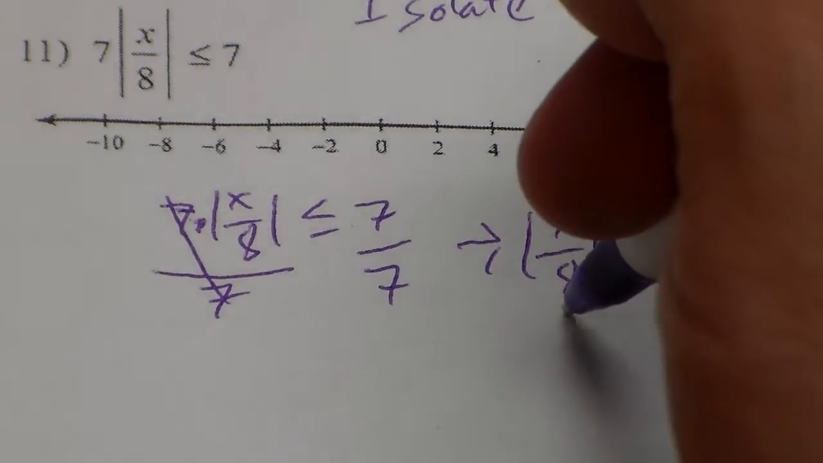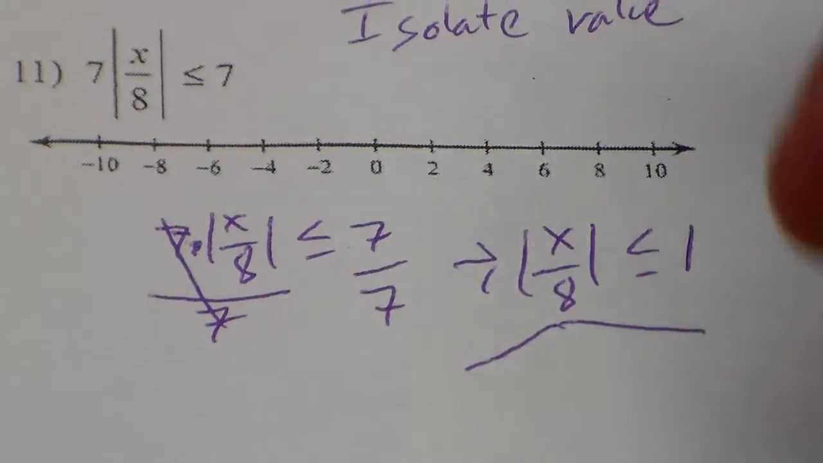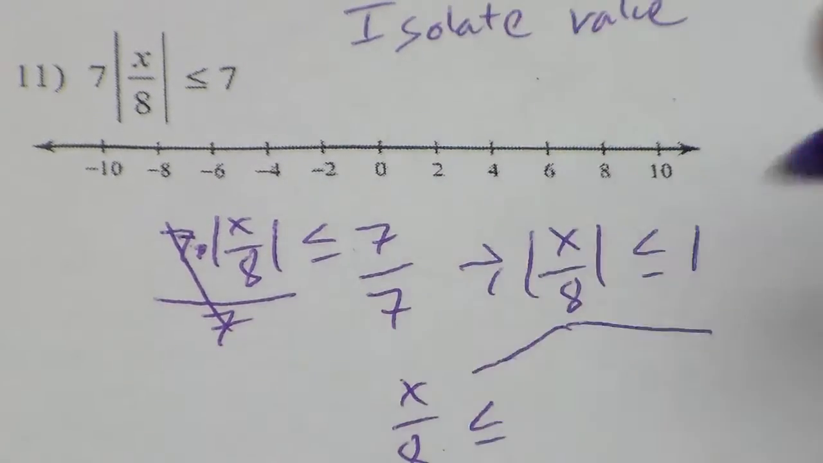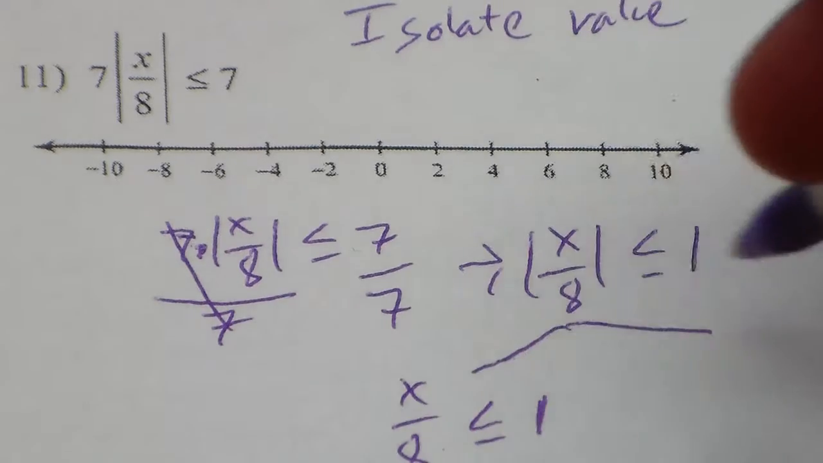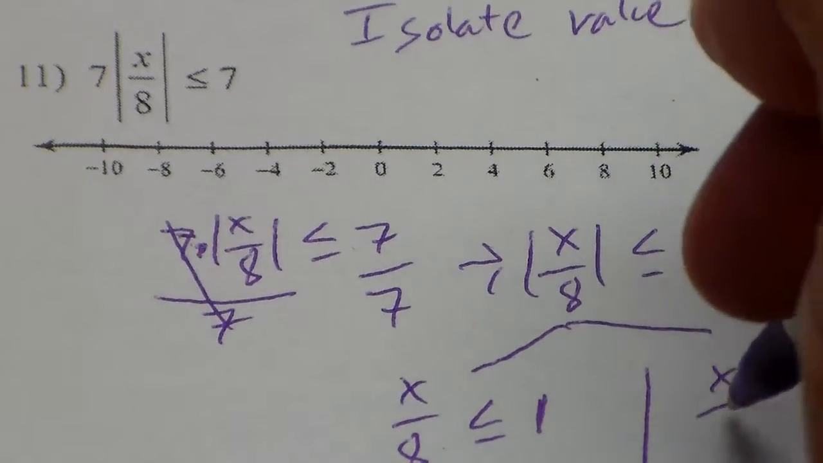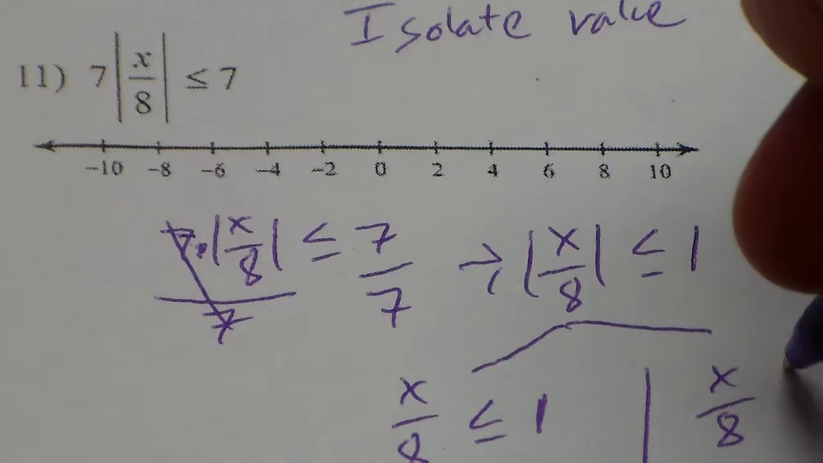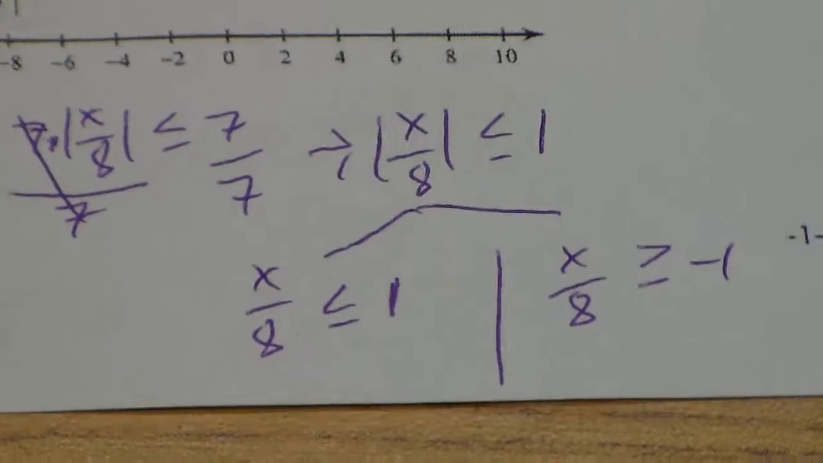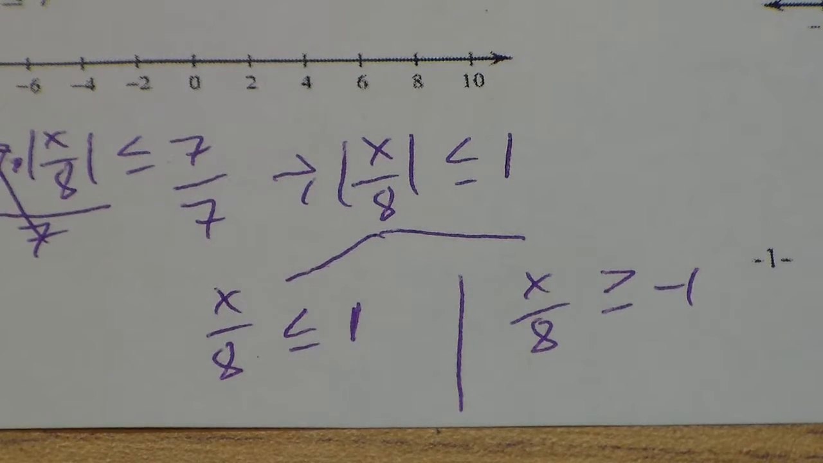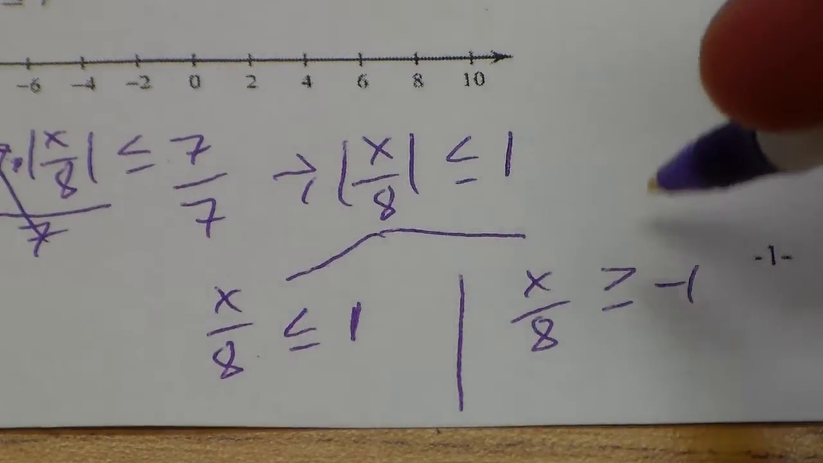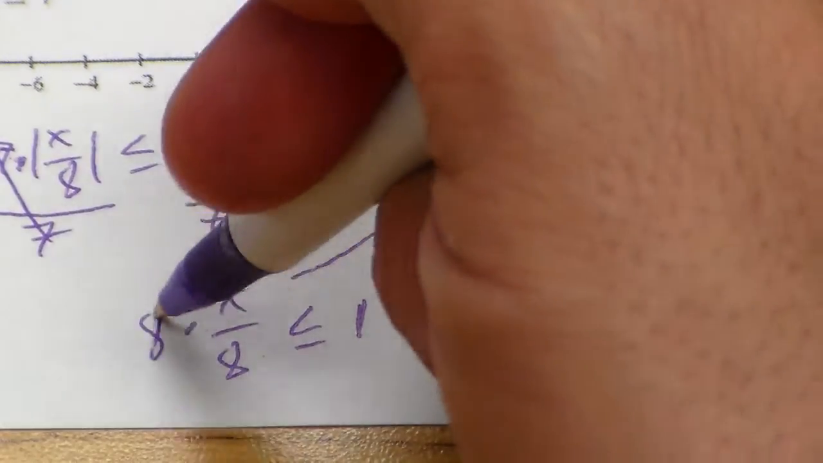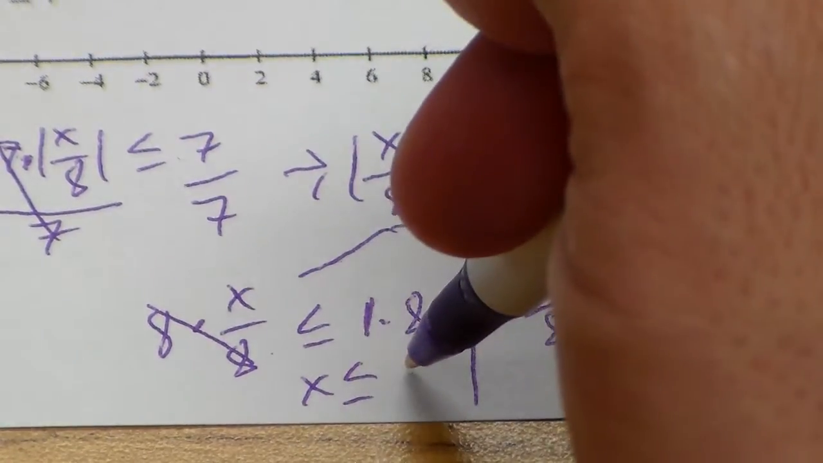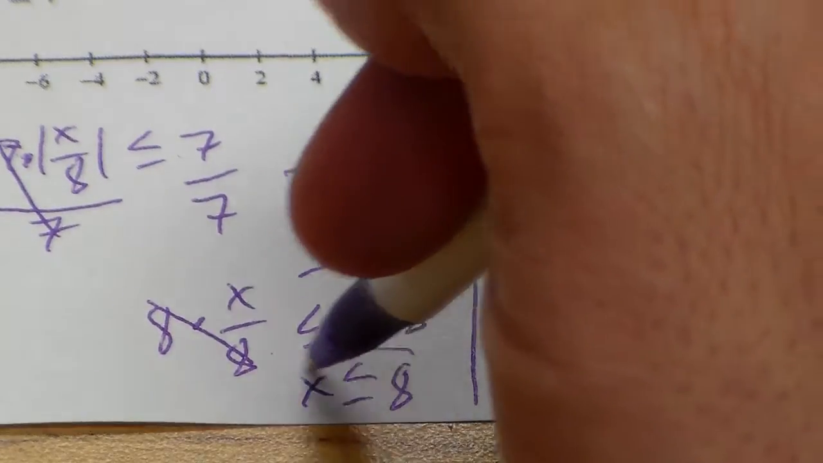Excellent. Okay, so now we're going to split this off into two separate equations. And we're going to drop the absolute value. We're going to do x over 8 is less than or equal to 1. And then we're also going to do x over 8 is greater than or equal to -1, right? Changing the inequality sign as well as the number sign. Okay, so then we're just going to solve for x by multiplying by 8 on both sides. So then our final answer there is x less than or equal to 8, because 8 times 1 is just 8.